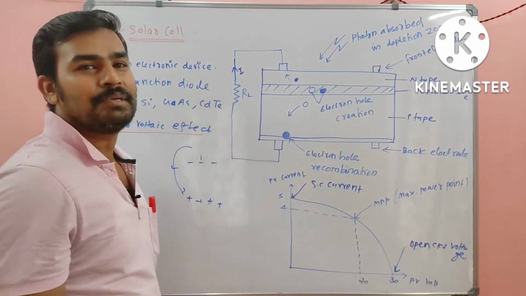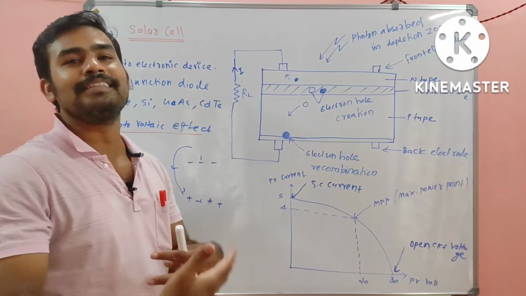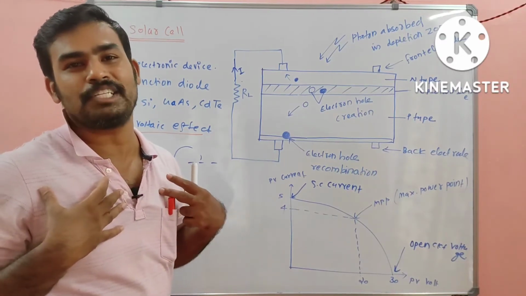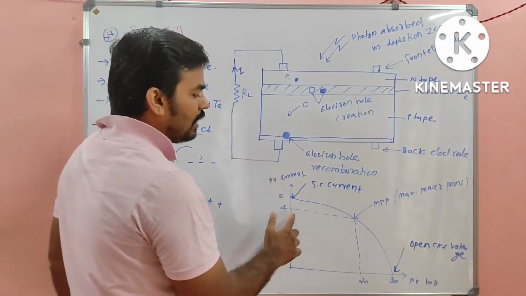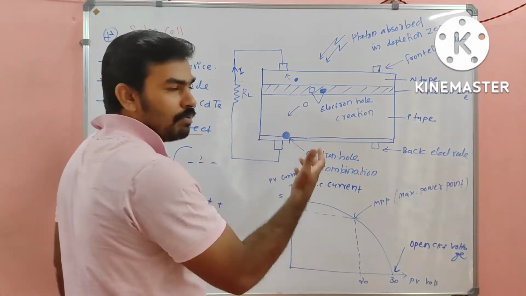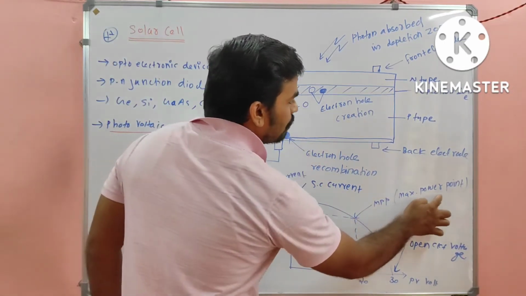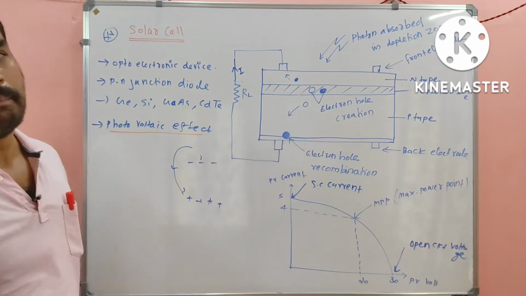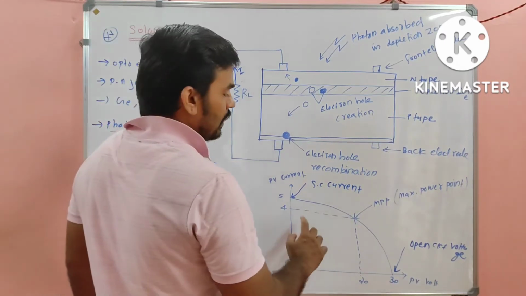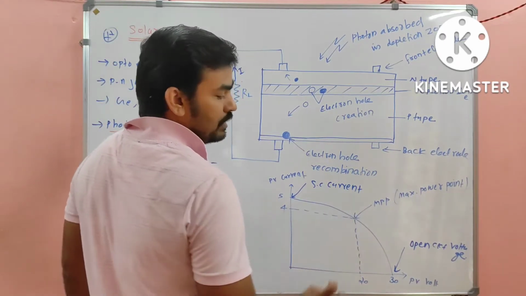Either open circuit or short circuit. In between these two regions our load will exist. So we always prefer a good point for working of the solar cell, which is called the maximum power point, and that is nothing but this region.